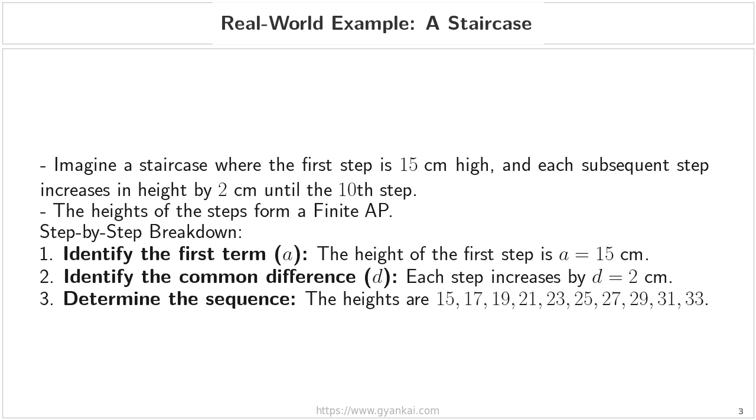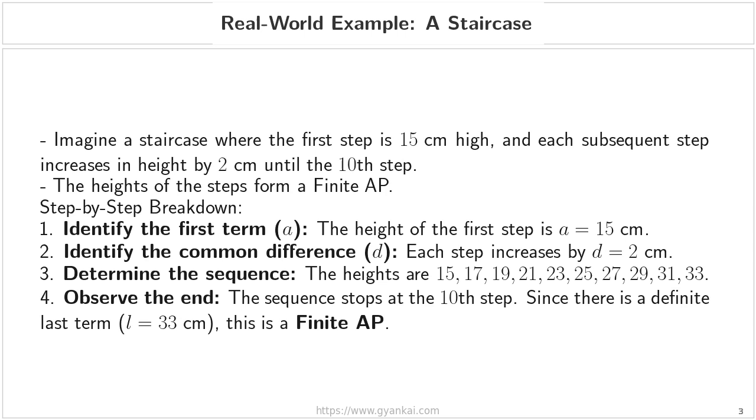Now let's write out the sequence of heights to see the pattern. Starting from 15, we add 2 each time, giving us 15, 17, 19, 21, 23, 25, 27, 29, 31, and finally, 33. Finally, we observe the end of the sequence. Notice that the sequence stops at the 10th step. Because we have a definite last term, which we call L, and in this case, L equals 33 centimeters, we can confirm that this is a finite AP.